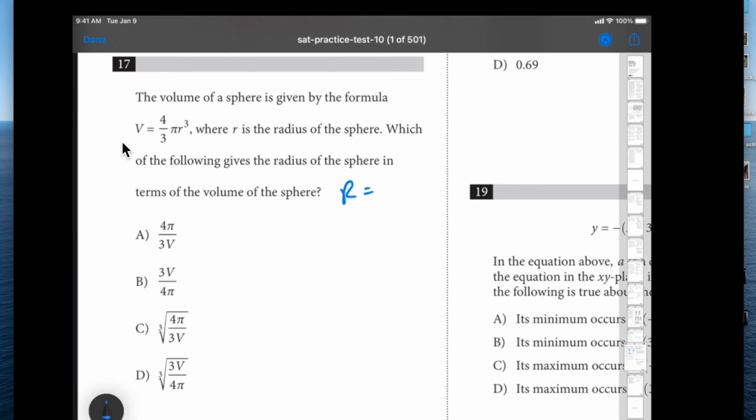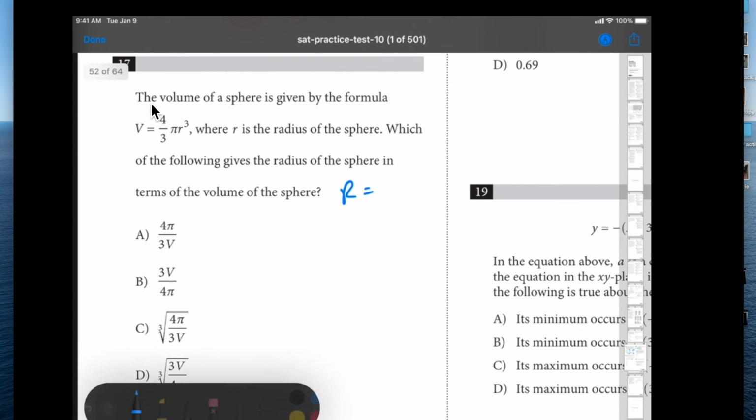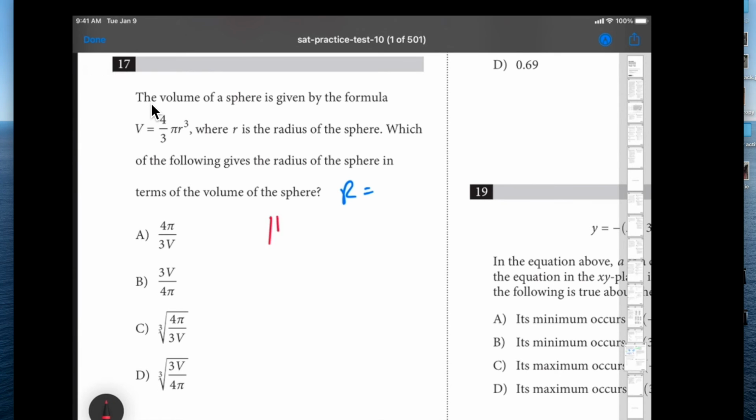They usually have a similar problem like this on every SAT exam, and this one is a relatively simple formula, but sometimes they'll give you something crazy and they'll go into explicit detail. They'll give you something like this.